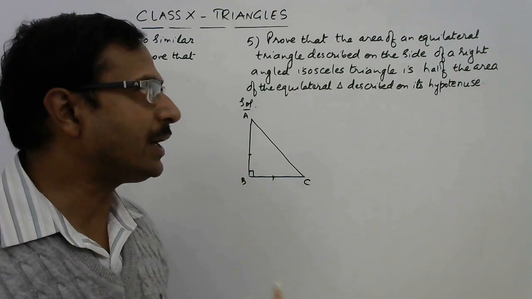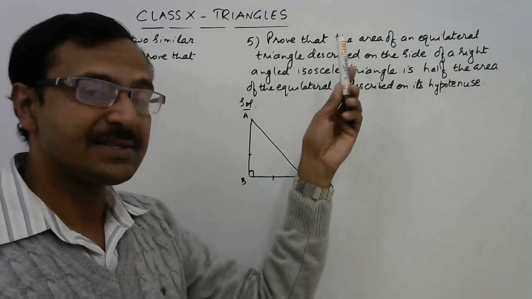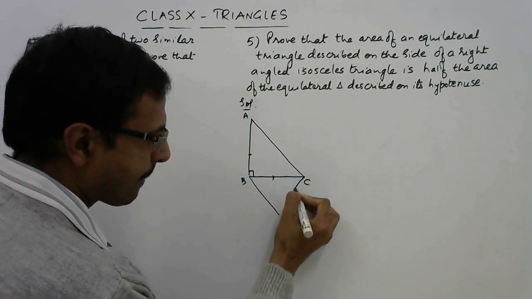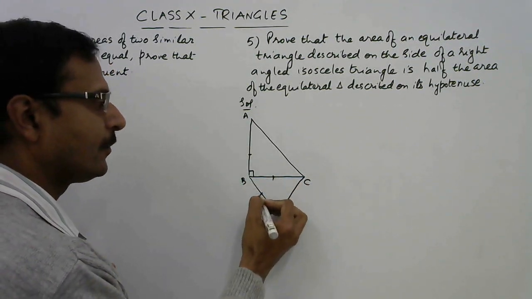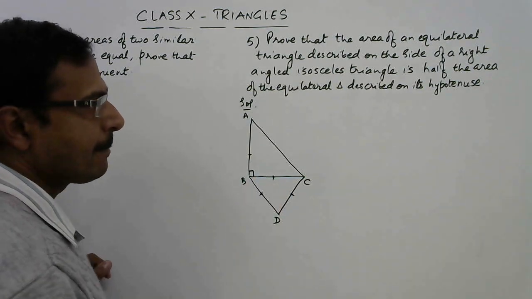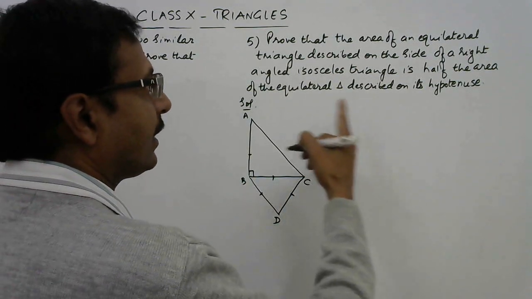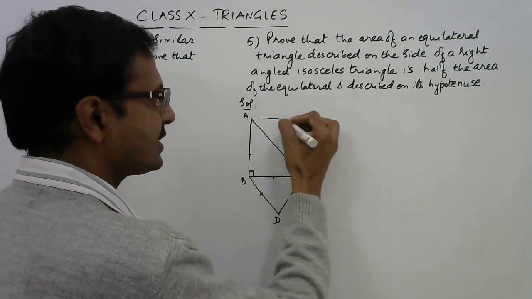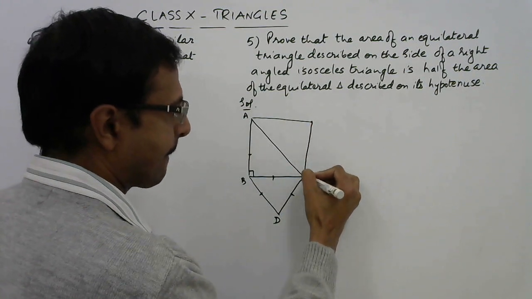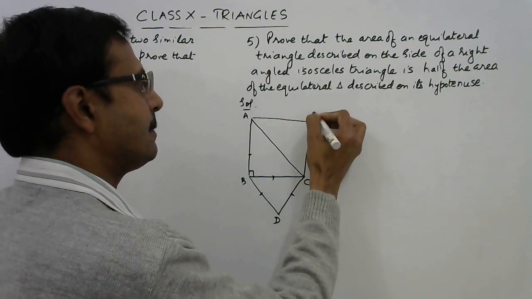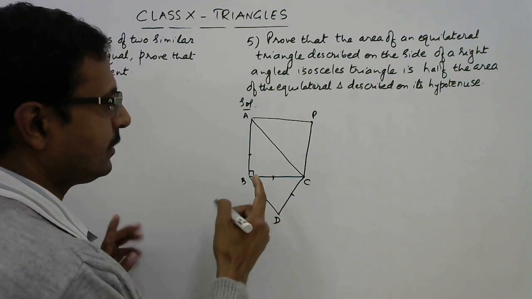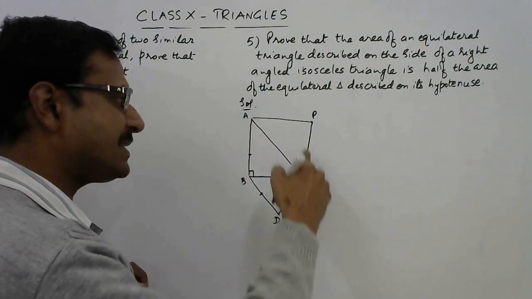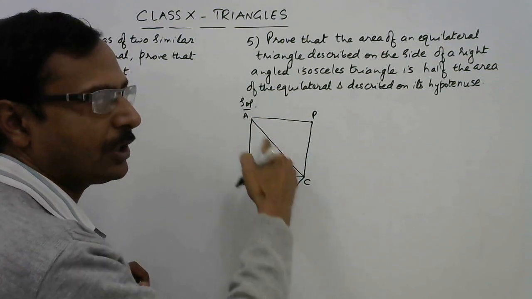are drawing an equilateral triangle described on the side. So we have to draw an equilateral triangle like this. Now this is an equilateral triangle BCD, and there is another equilateral triangle which is described on its hypotenuse. So hypotenuse is AC. So this is another equilateral triangle. Now let's call this P. Now there are two equilateral triangles here, BCD, which is described on the side, and ACP, which is described on the hypotenuse.